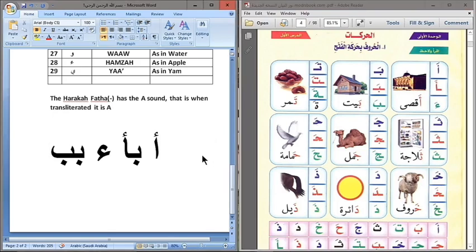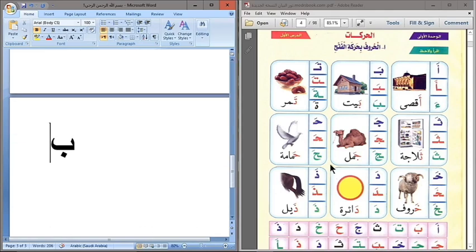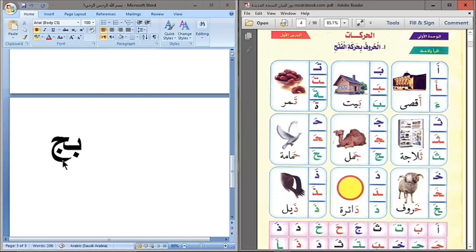Let's do some examples also. For example, let's form a word with ba at the beginning. This is how it will look like, ba at the beginning, as you can see, followed by, let's say, jim at the middle. Jim at the middle is how the jim will look like, as you can see. This jim comes like this because there's nothing that we want to attach. That's why it looks like this.